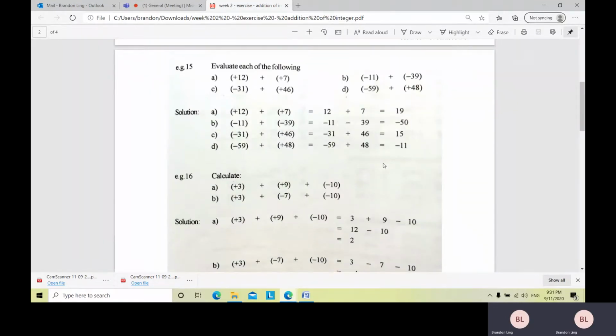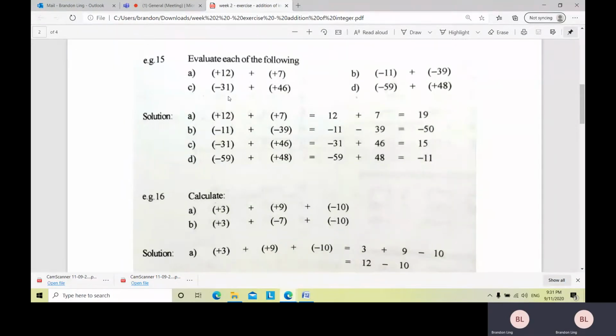Okay, now we move on to examples here. Example 15, question A. Plus 12 plus 7. So you can see that plus 12 plus 7. Since they are both the same sign, plus plus, you get a plus here. So 12 plus 7, therefore you get the value of 19.